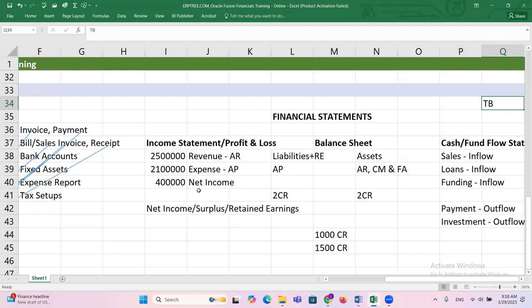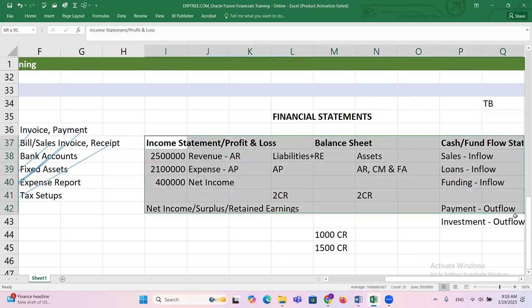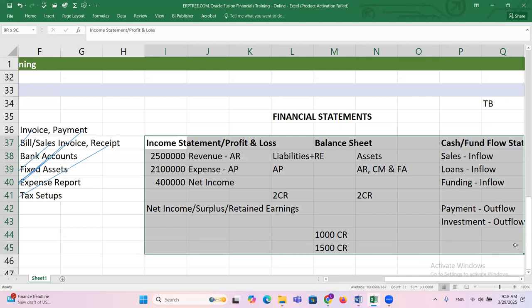All like what is part of the income statement, what is part of your balance sheet, what is part of your cash flow, whatever you do in your company, that should go and sit in the TB. But TB is not treated as a financial statement. When you say financial statements, these are the financial statements. Hope it is very, very clear. It's simple to understand.